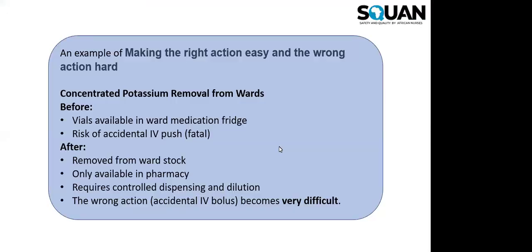So an example that I've put in here of making the right action easy and the wrong action hard is concentrated potassium removal from the wards. Before, the vials were available in the wards, in the ward medication fridge, in the ward cabinets, and there was risk of accidental IV push.